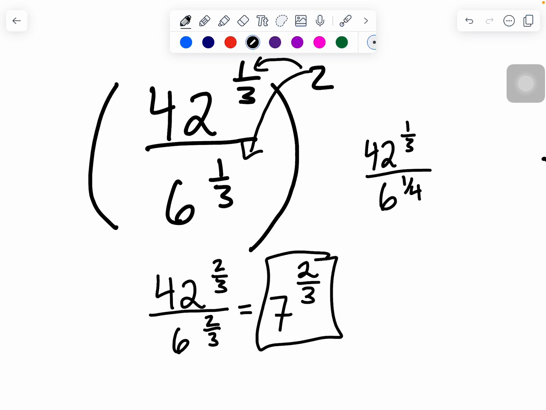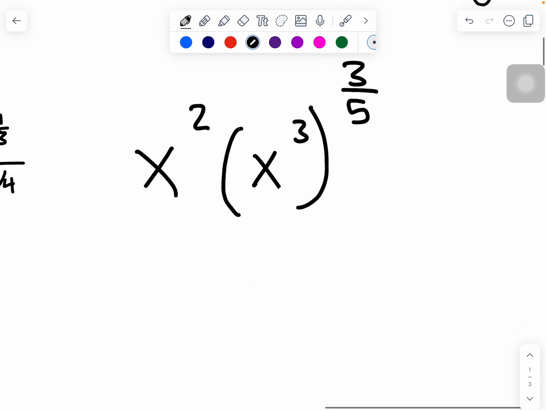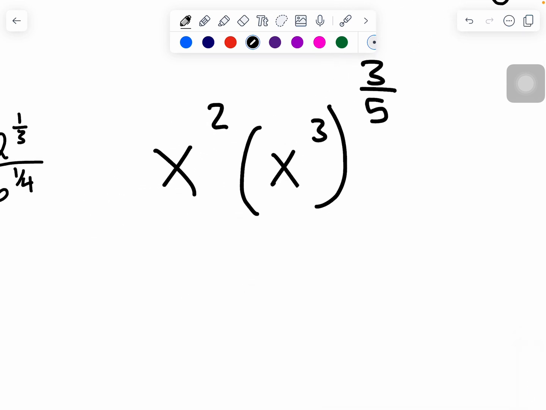So our answer in this case was 7 to the 2 over 3. This next one was pretty straightforward. You just had to do a little bit of PEMDAS. A lot of people tried to multiply these first. Again, exponents come before multiplication in PEMDAS.